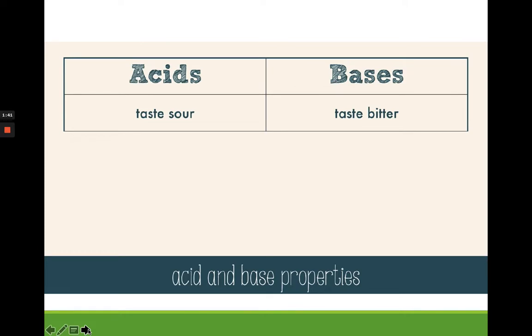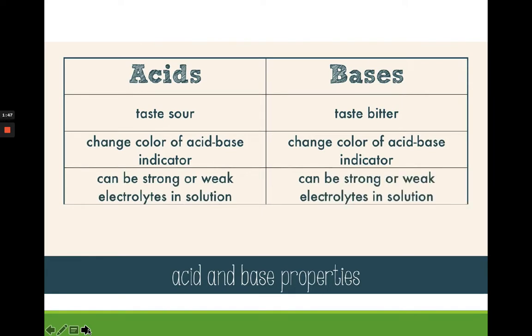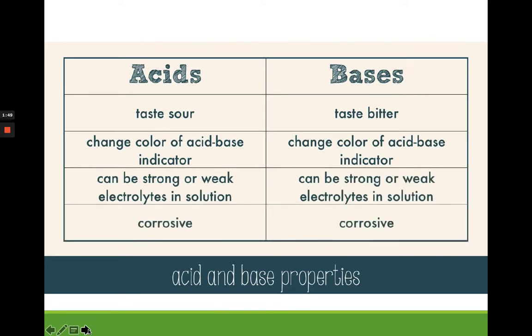Both acids and bases will change color in the presence of an acid-base indicator. They both can be strong or weak electrolytes in solution, and they're both corrosive. Always check the safety information when working with acids and bases to make sure that you protect yourself and your clothing. Okay, so what we have here are the basic properties of acids and bases.